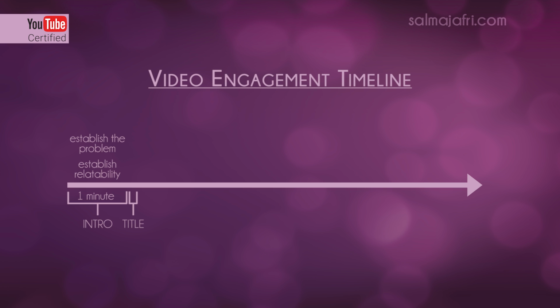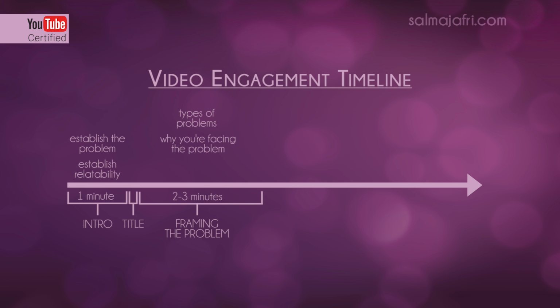Spend the next 10 seconds or so on your title. So just a quick title sequence with your name and with the name of your show. Spend the next 2 to 3 minutes framing the problem. So what this means is you want to talk about the problem from different perspectives and elevate the problem so that your viewer understands how the problem affects him or her.